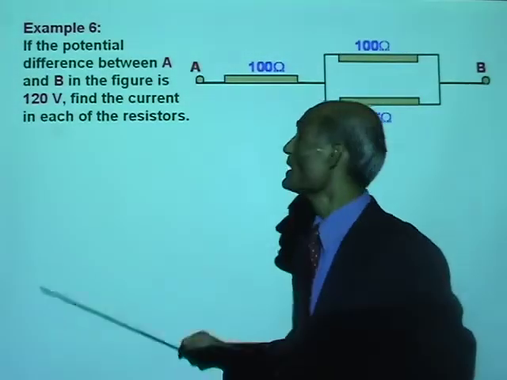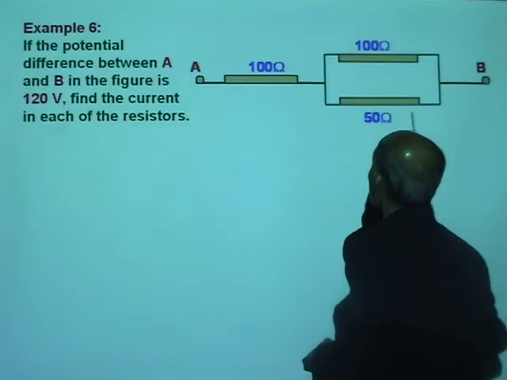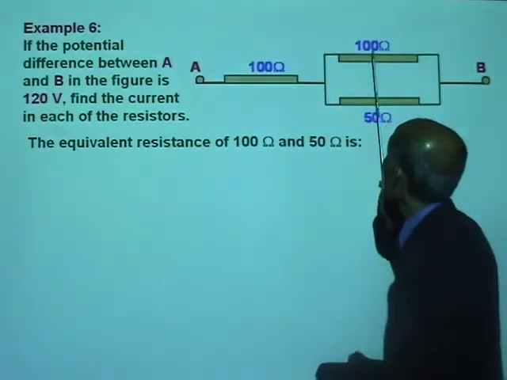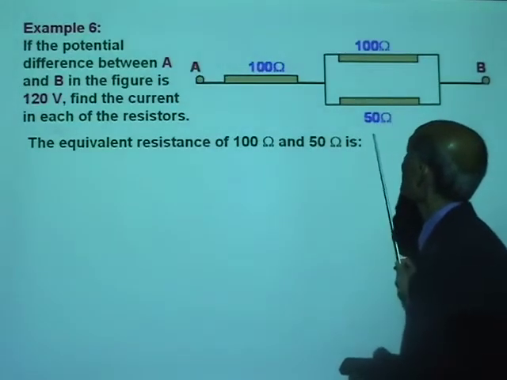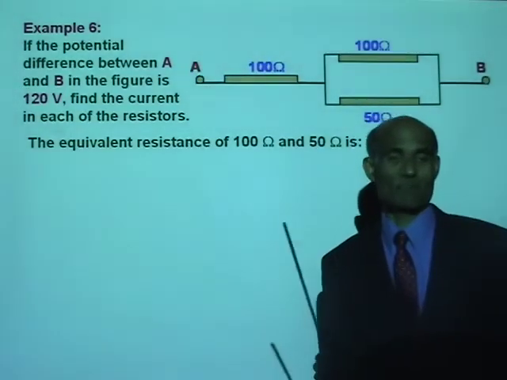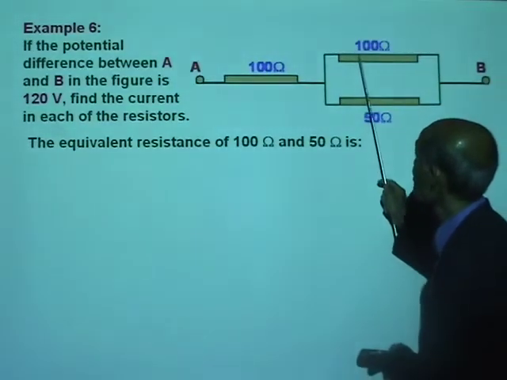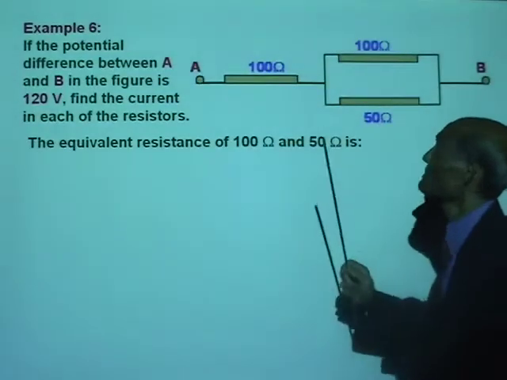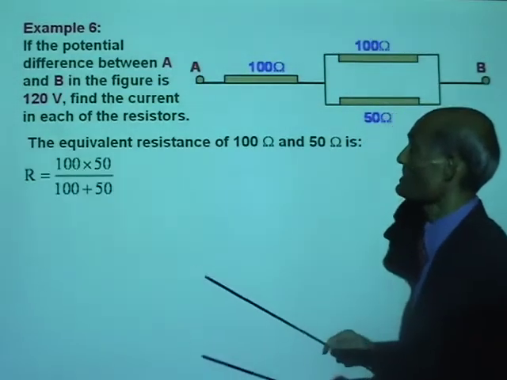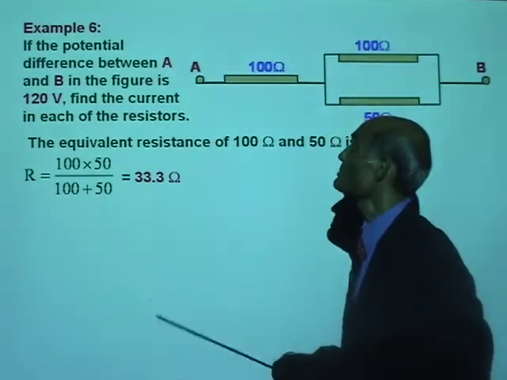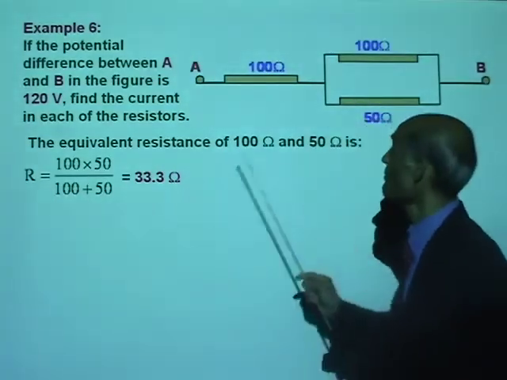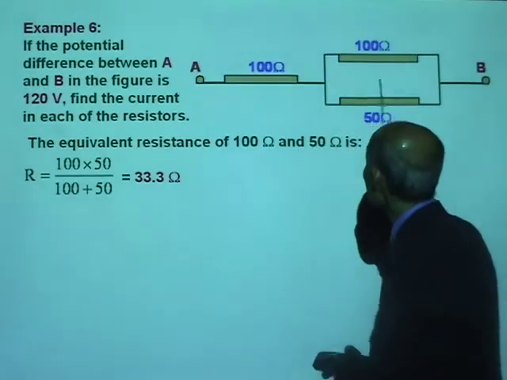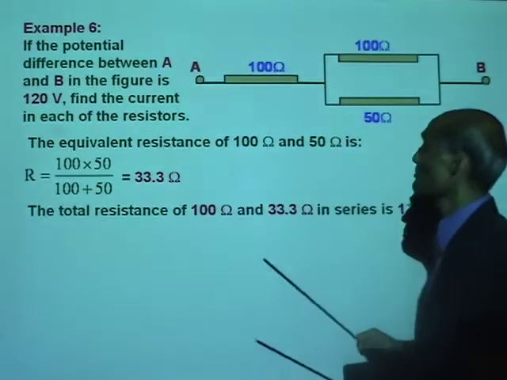Alright, how do we do that? First, find the resistance of the parallel combination, the equivalent resistance of 100 ohm and 50 ohm. Can you do that mentally? The total resistance of these two resistors in parallel will be 100 times 50 divided by 100 plus 50. Yes, and that's equal to 33.3 ohm. So we have now a 100 ohm connected in series with a 33.3 ohm.